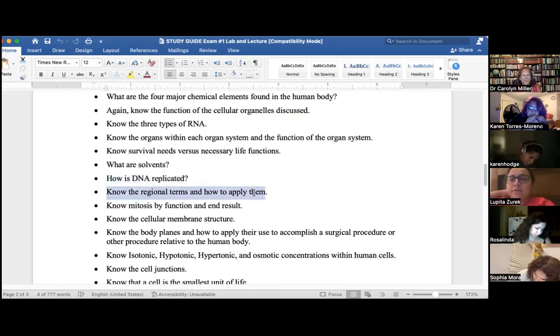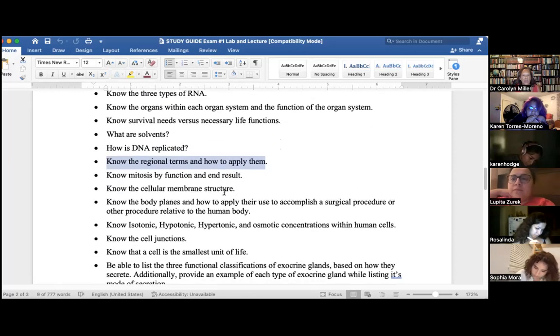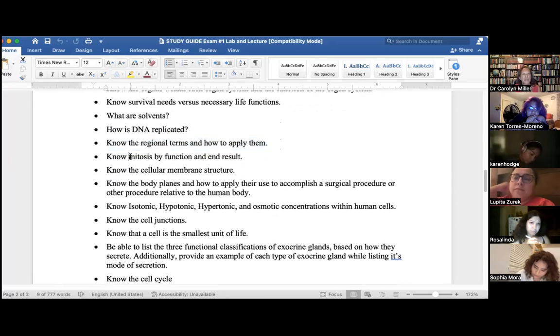Know the regional terms and how to apply them. We just went through that. I'll go through it when I review the lab. Mitosis. By function and end result, if I start with 8 chromosomes, after mitosis, I am going to end up with 8 chromosomes. Meiosis is reduction division, and you'll get that in A&P 2, the reproductive system. Mitosis is just straight duplication. What I've got here, if I duplicate it, I'm going to have the same thing here. 8 chromosomes here.